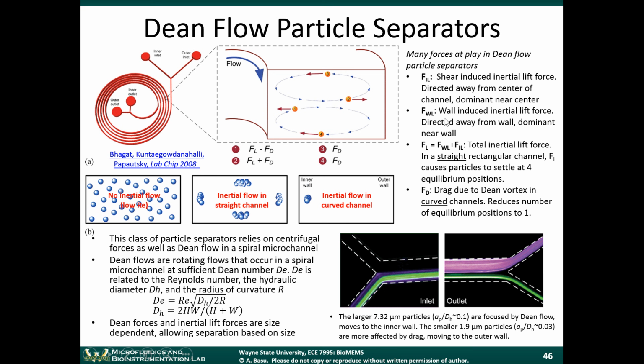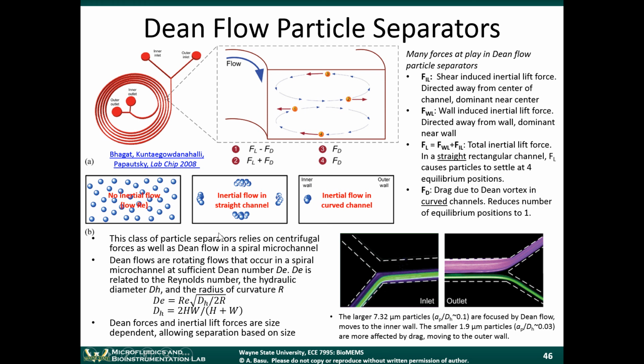There are also the two inertial forces that we mentioned earlier, the shear-induced lift force and the wall-induced lift force. The total force is the sum of the two. And now we also have these Dean forces at work. The Dean forces just cause the particles to rotate along with these vortices. And the interaction of the inertial lift forces with the drag due to the Dean vortices causes the particles to aggregate into one equilibrium position at the inner wall.